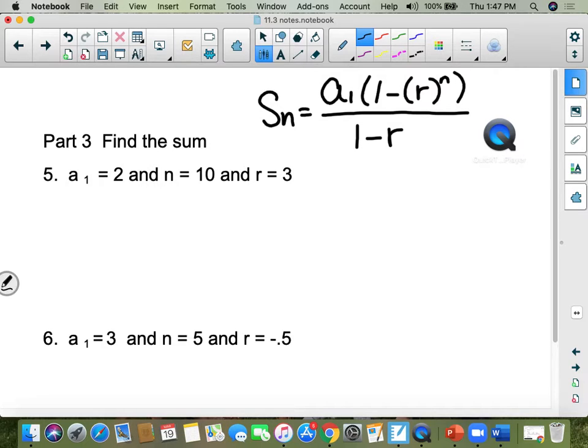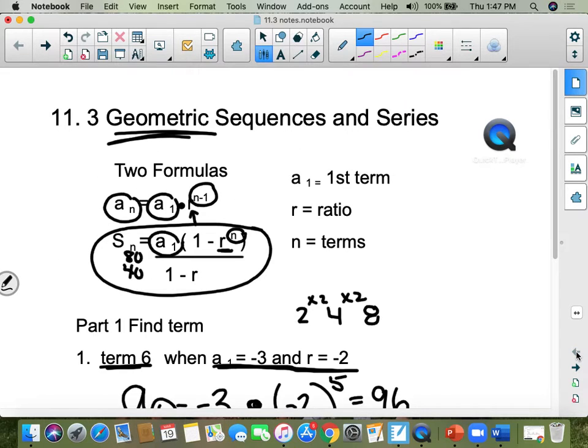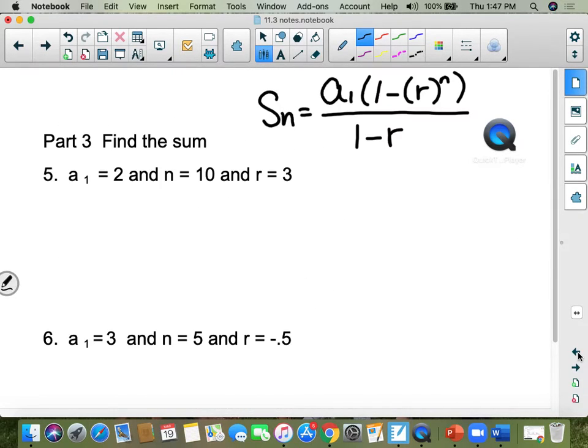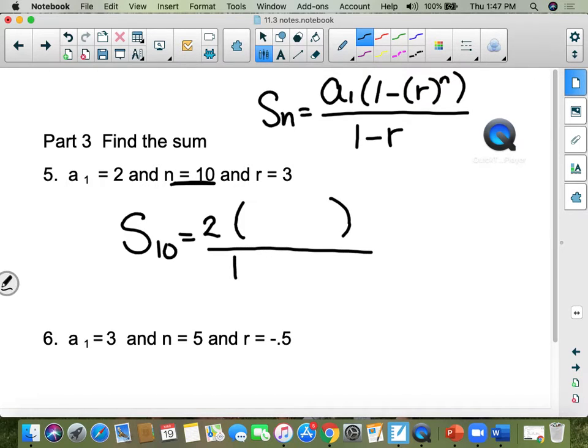Okay, here we go. Let's try this one. Okay, the sum of 10 numbers equals A1 stands for the first number, 2, parentheses, divided by 1. Okay, that didn't change. Where did I get 2 from? That's what A1 stands for, you guys. That's where I got the 2. And the 1 is the 1. And it needs to be 1 minus 3. The R.